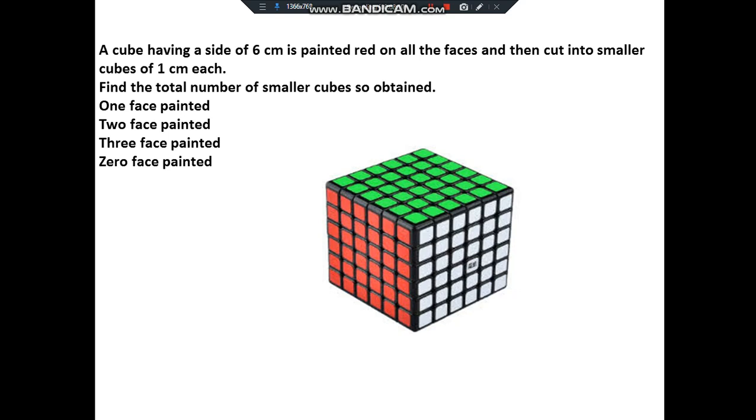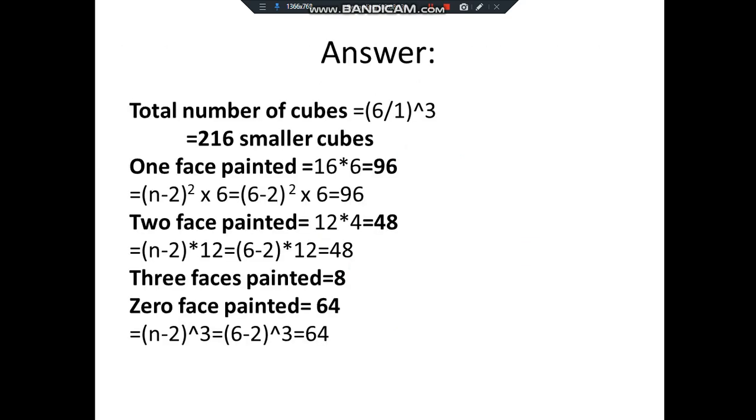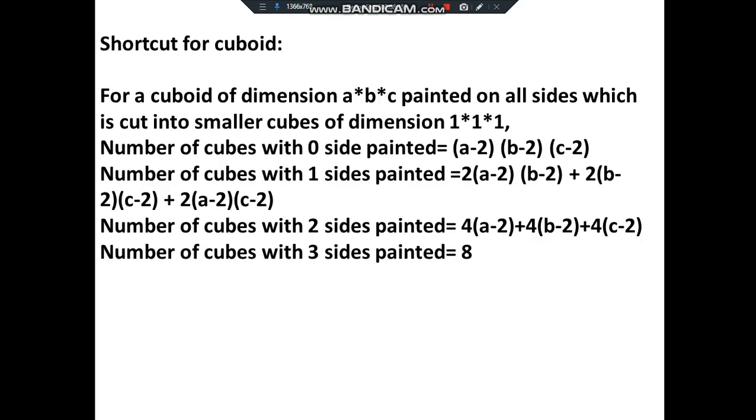We also have questions based on cuboid, but mostly you'll have cube questions only. The shortcut for cuboid is the same as for cube, but the only difference is that for a cube, length, breadth and height are the same, whereas for a cuboid they are different. So we will divide for length, breadth and height. If it is totally 6, we'll give 2 to length, 2 to breadth and 2 to height. If it is totally 12, we'll give 4 to length, 4 to breadth and 4 to height. That is the only difference.